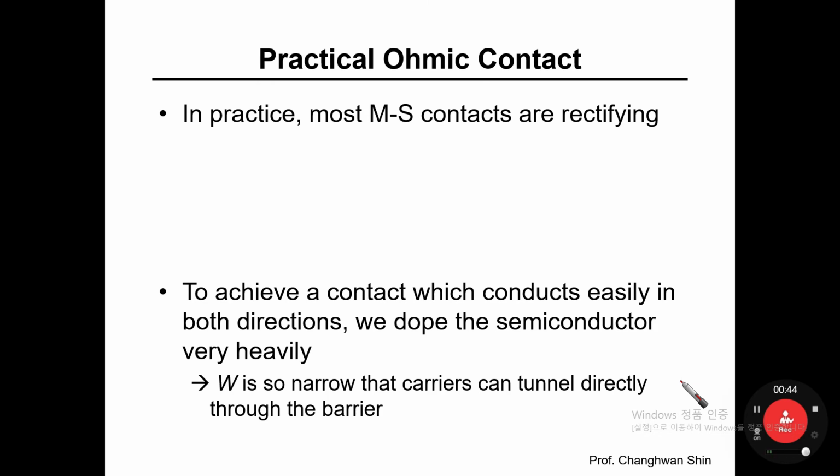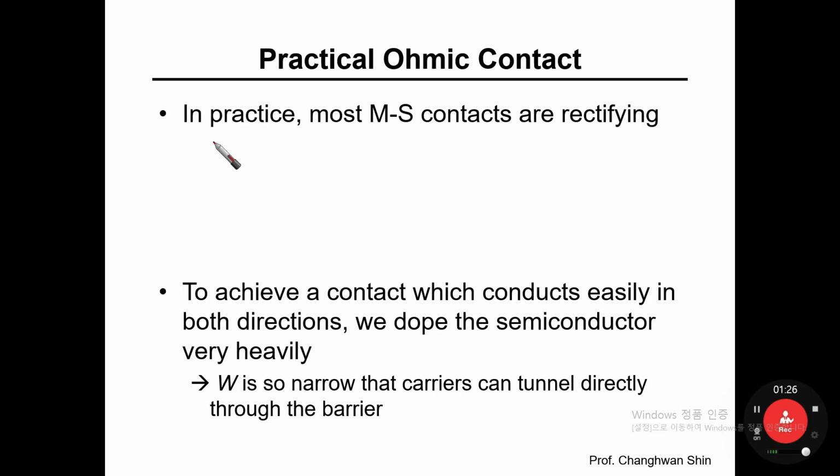Okay, so what is the practical ohmic contact? As I told you, in practice, most of the MS contacts are rectifying. In other words, if you don't finely tune the features and characteristics of MS contacts, the function of an MS contact is rectification. So in practice, in integrated circuit chips, some engineering solution is necessary to make the MS contact's physical behavior ohmic.